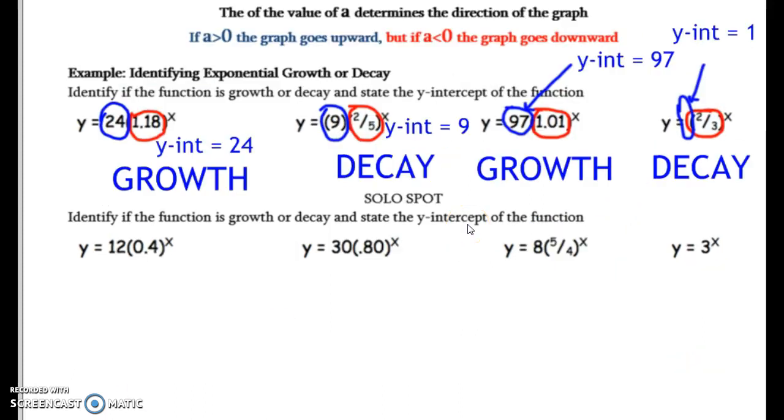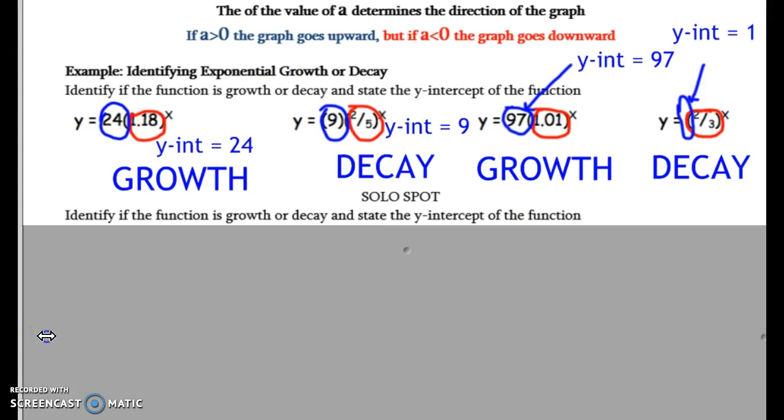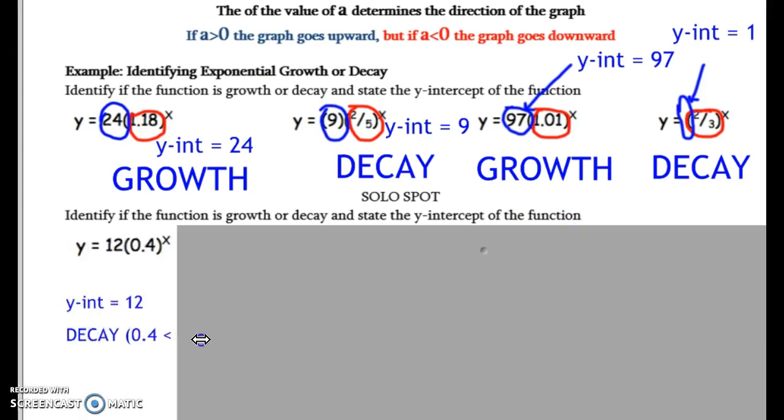So at this point, we're at the solo spot. I'd like you to pause the video briefly and try to determine whether the function is growth or decay, and state the y-intercept of the function. Try to do that now. And we'll go over the examples one at a time. In the first example, you see it's 12 times 0.4 to the x power.